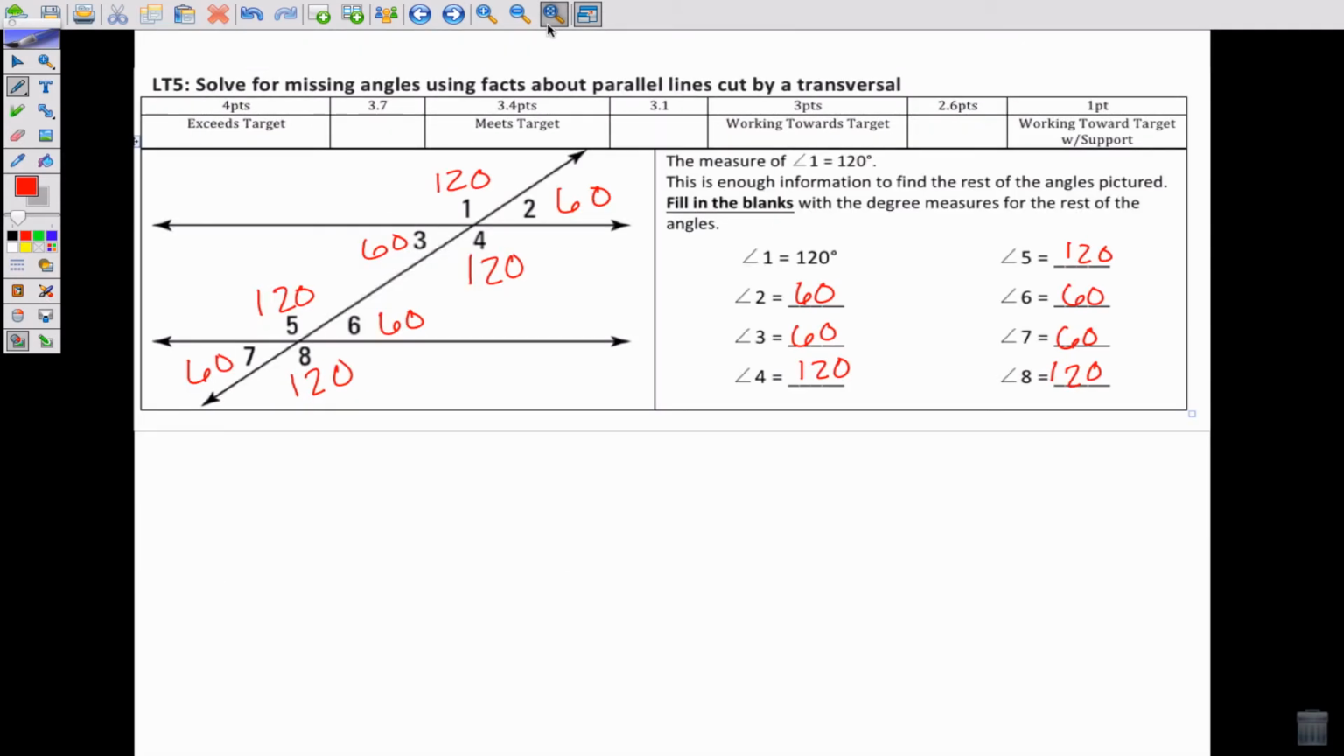And then solving for missing angles, we were given that angle 1 was 120. Well, if 1's 120, then 4 is 120. And if 4 is 120, then 8's 120. And if 8's 120, then 5's 120. And then all of these make straight lines with this other missing angle. And 180 minus that 120 gives us 60 for all these other missing angles. Go ahead and give yourself a score there.